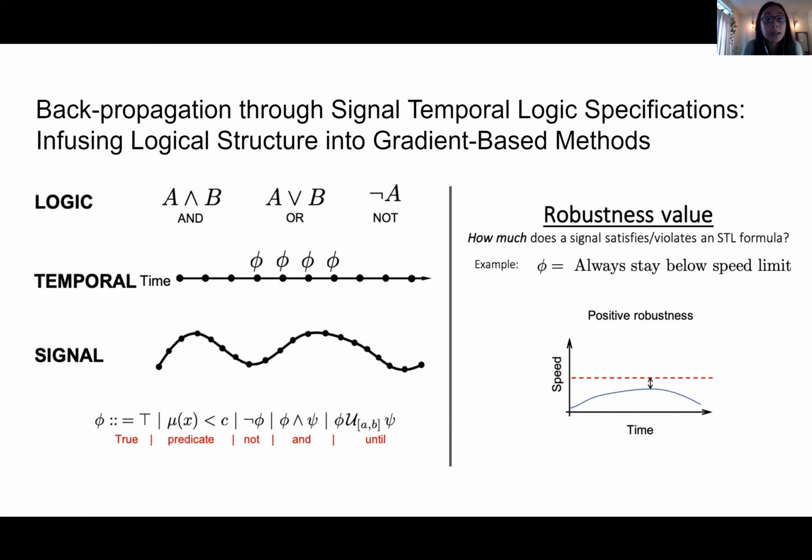In particular, we focus on signal temporal logic, or STL. And the main reason is because STL is equipped with this notion of robustness, which allows us to measure just how much a signal satisfies or violates an STL specification. In this really simple example on the right here, suppose we have an STL specification that says the vehicle should always stay below the speed limit. And for the speed profile at the bottom, we can just say, yes, this is true, right? It's always below the speed limit. But robustness allows us to quantify exactly just how much it is below the speed limit, denoted by that little arrow there.